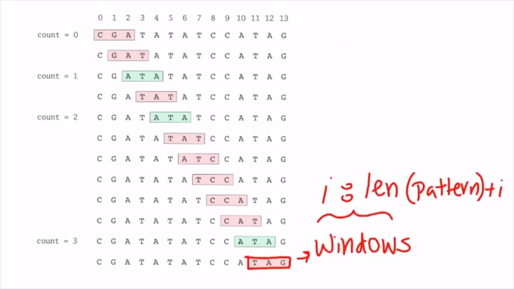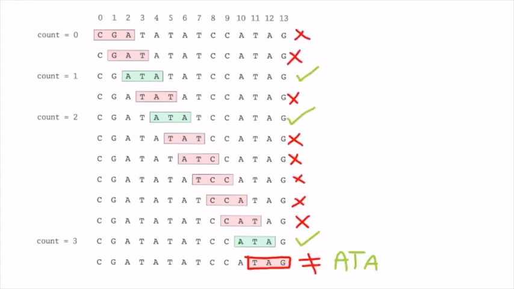These blocks, or windows, allow us to see the patterns within text, and is similar to how the if statement works by allowing us to see each section of the text from i to the length of the pattern plus i. Then we compare the window to the pattern and see if they are the same. If it is, then count increases by 1. If it's not, then we go to the next window. In this example, the pattern ATA shows up 3 times in this text.